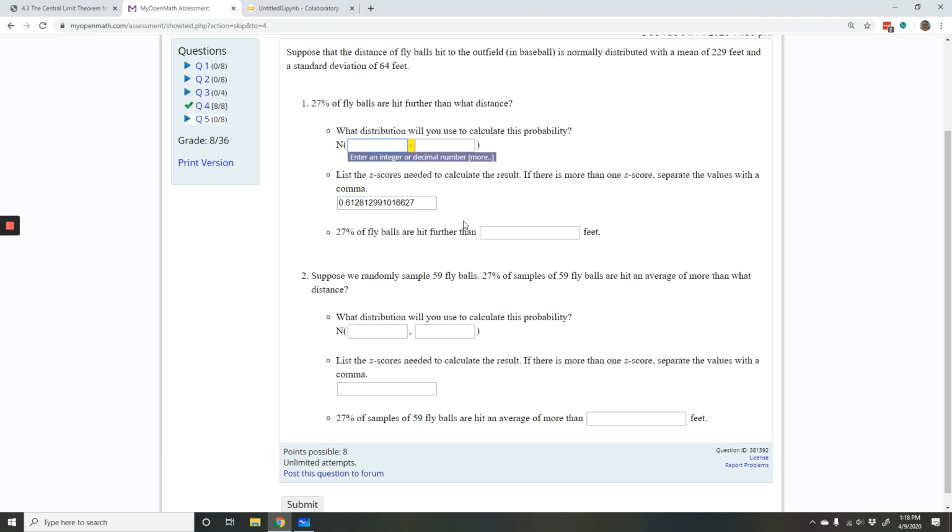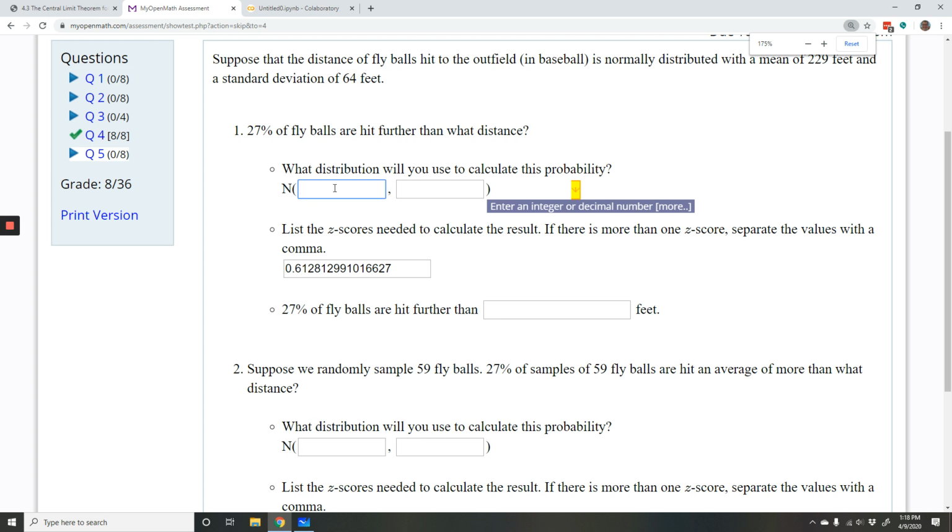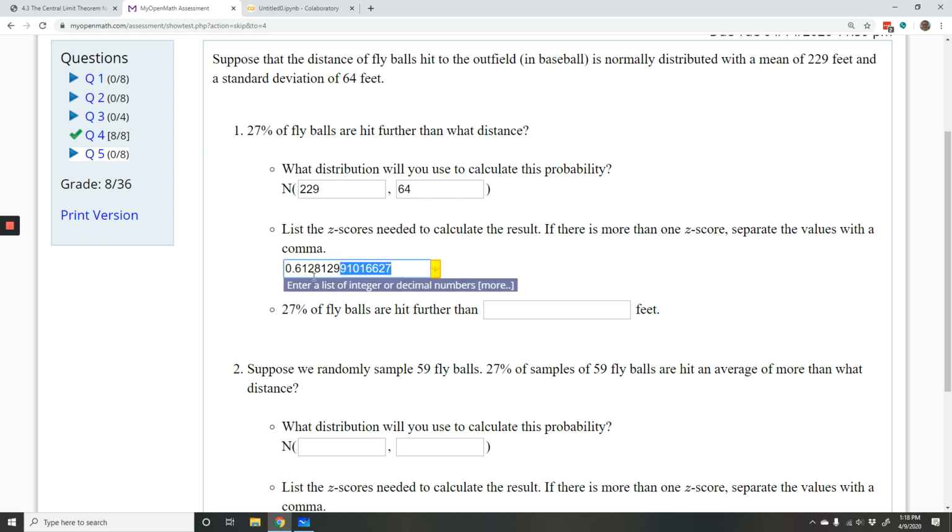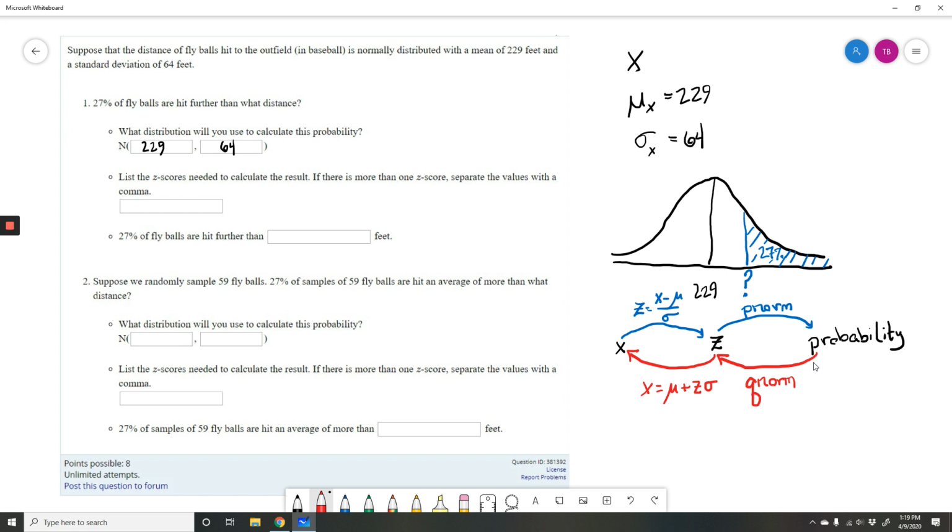And let's see, what do we say these were? Let me blow that up a little bit. 229 feet and 64 feet. Okay, that was our mean and our standard deviation. Now our z-value, what we just calculated with that qnorm function, is 0.6128. So now we're ready to answer the last question. In other words, we've made this first step on this red path. We've done the qnorm, we have the z-value. Now we just need to make that last step using this formula.